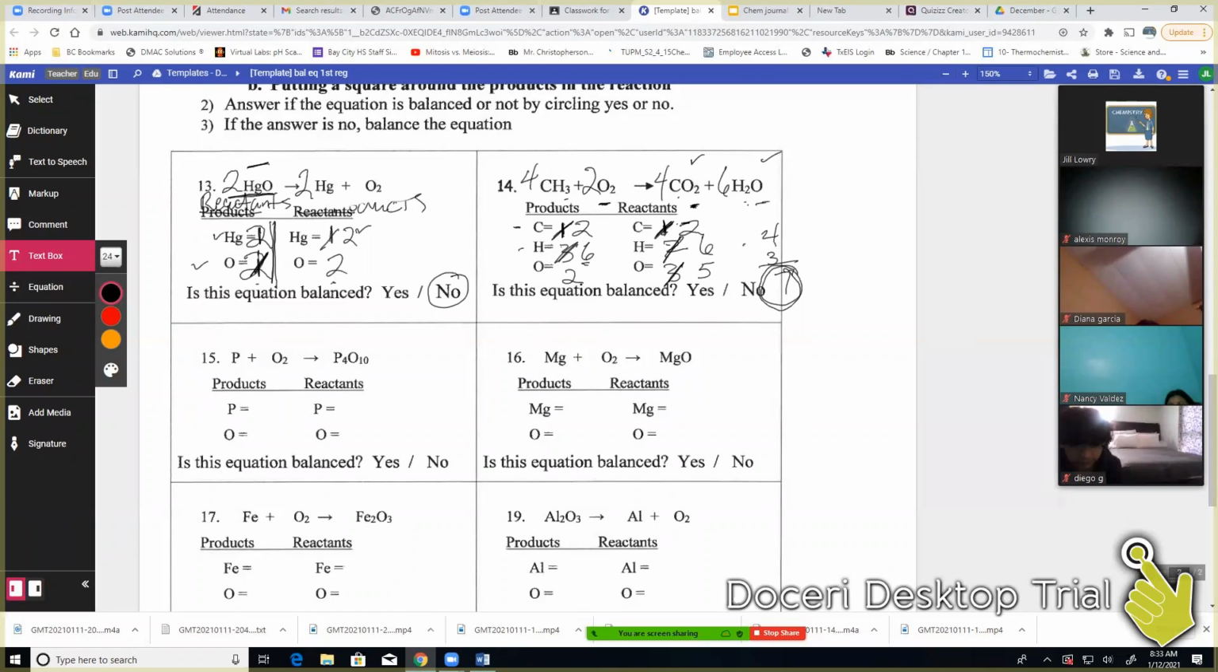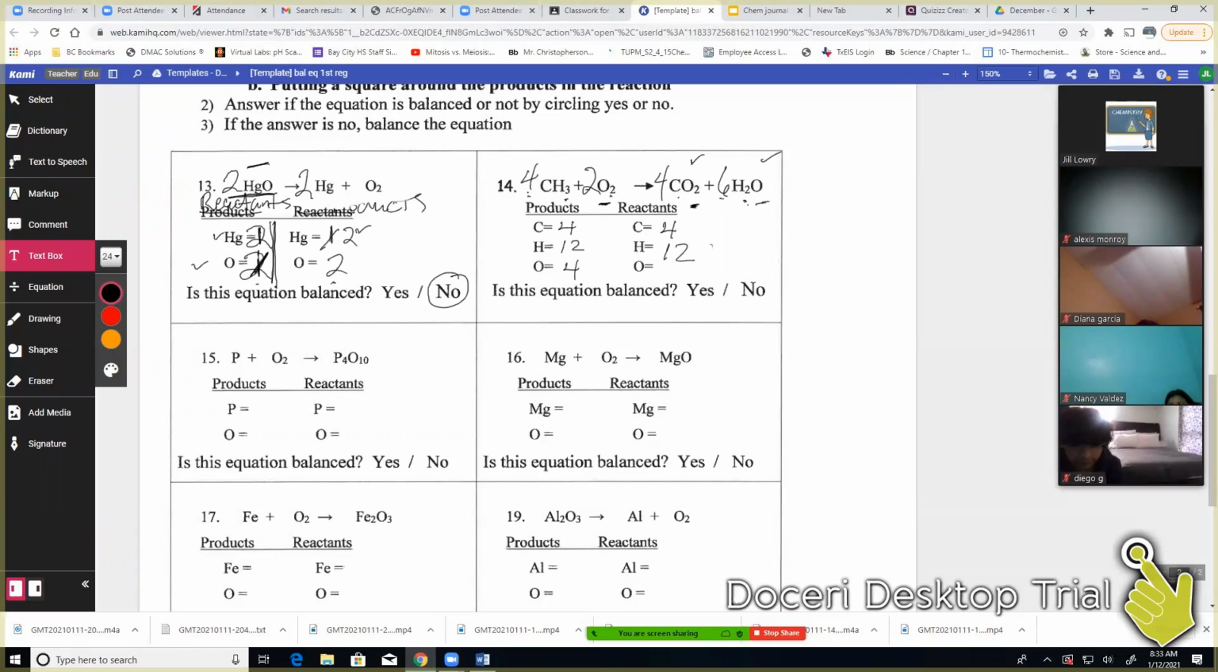3 times 2 is 6. So let's regroup and see what we got after all that mess. All right. How many carbon do I have now? 4. Hydrogen, 4 times 3, 12. Oxygen, 2 times 2, 4. Over here, how many carbon do I have? 4. Hydrogen, 6 times 2, 12.